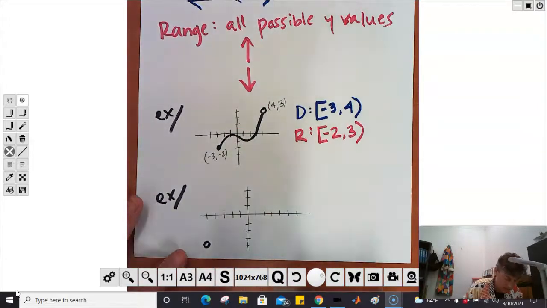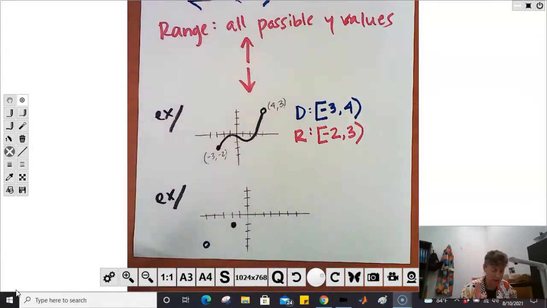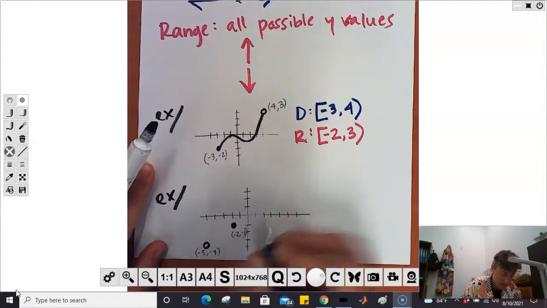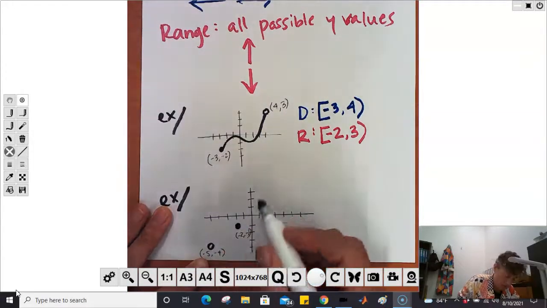-5, -4. Let's put a closed circle at -2, -1. Okay, again, I'm going to label these points: -5, -4. This was at -2, -1. And you can draw a straight line between, you can draw a wriggly line between, as long as it doesn't go above or below those dots.